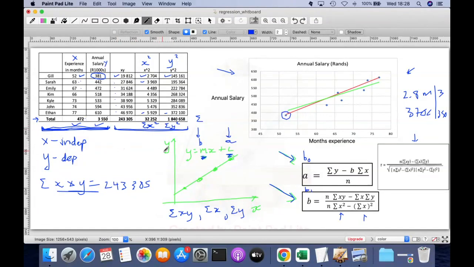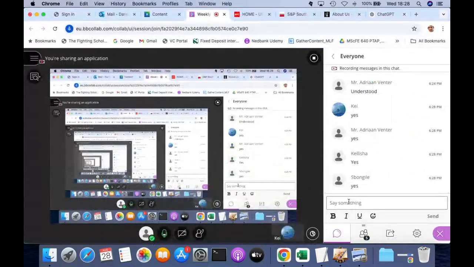I'm just going to pause there for a second. Does everyone understand how to get each of these columns and then how to get the totals at the bottom? I'll show you on your calculator. It's going to be very easy to do. Everyone good? All right, fantastic.